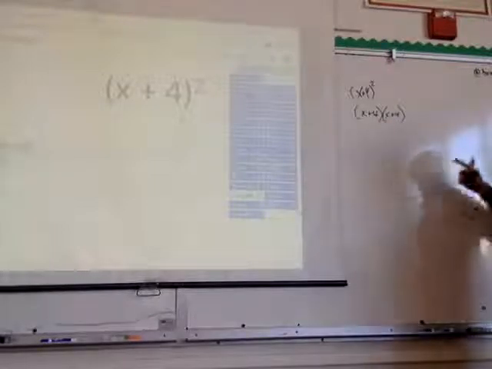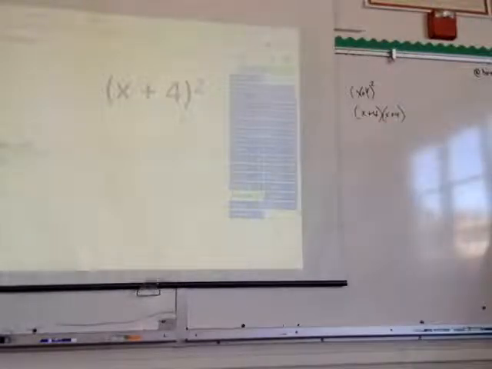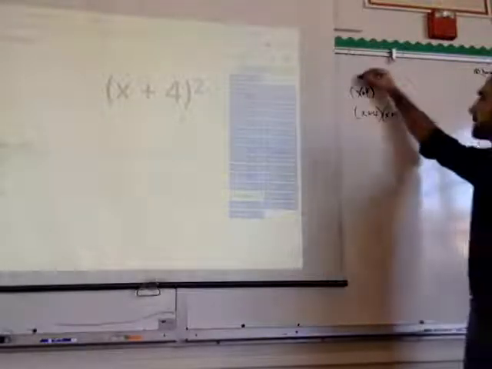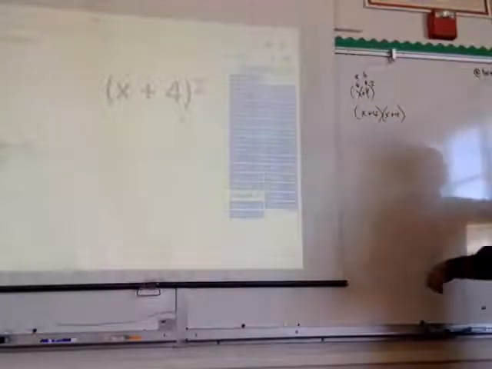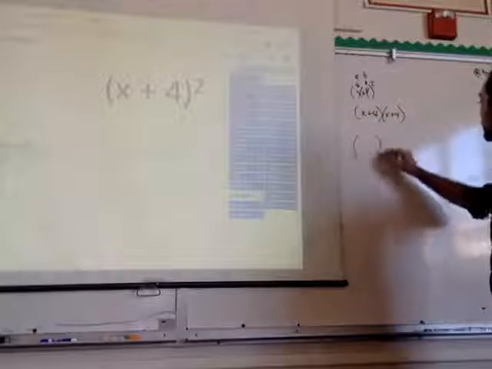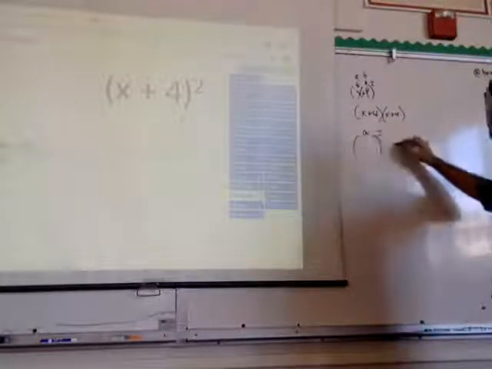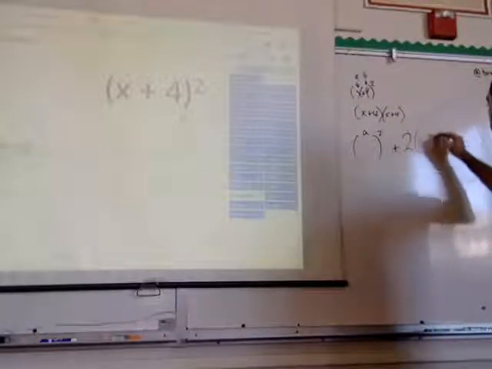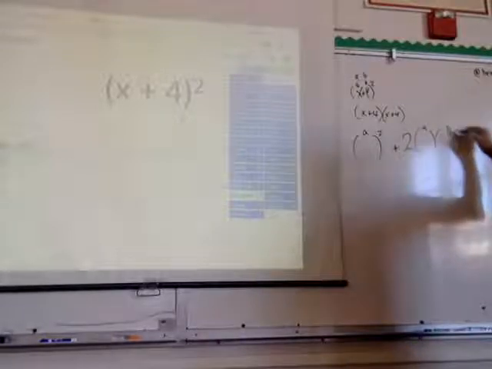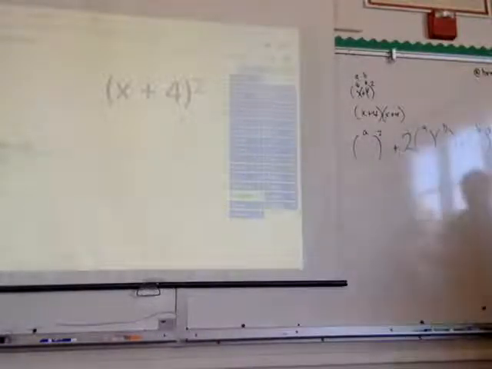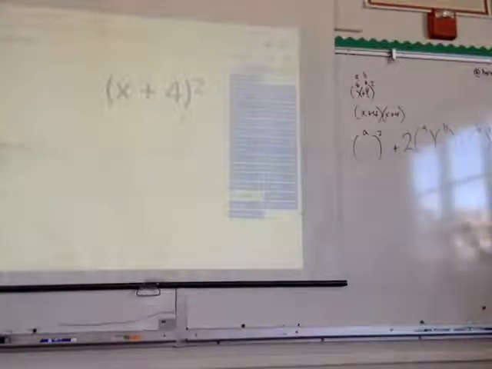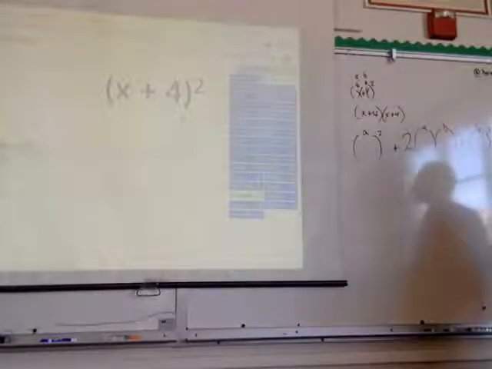The other route to go is looking over here at our identity. You know that A is x. You know that B is 4. So I can go here and carefully, you might even do this where you're setting it up: A squared plus 2AB plus B squared. Does anybody set it up like that? Okay, good. So if you need to fill in the blanks like that, it's a sure thing.